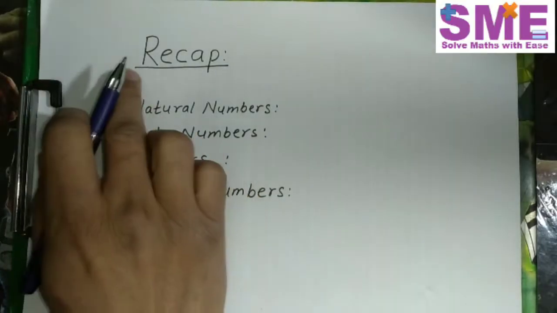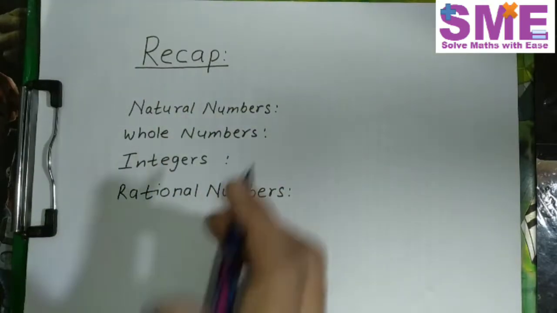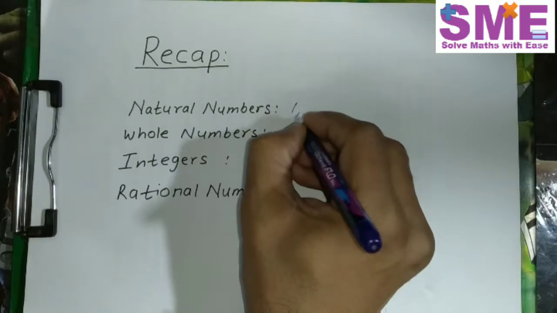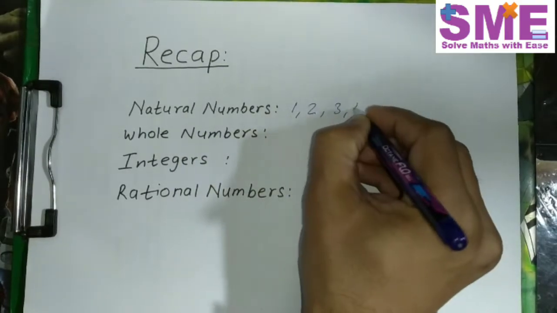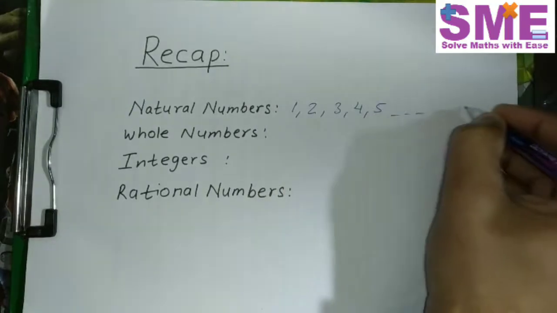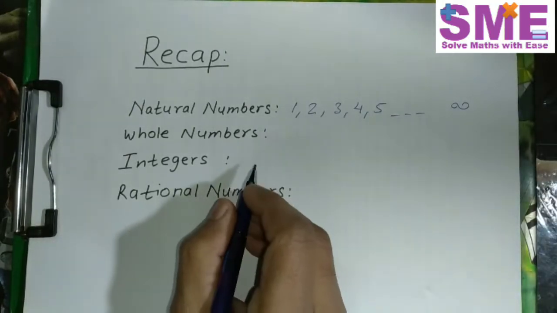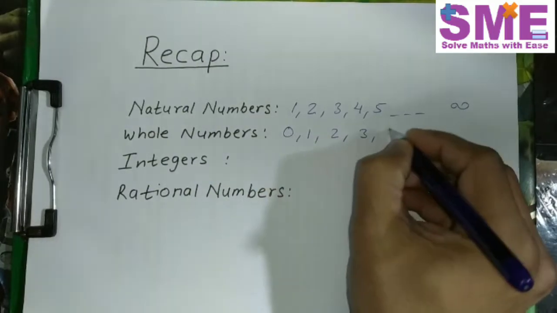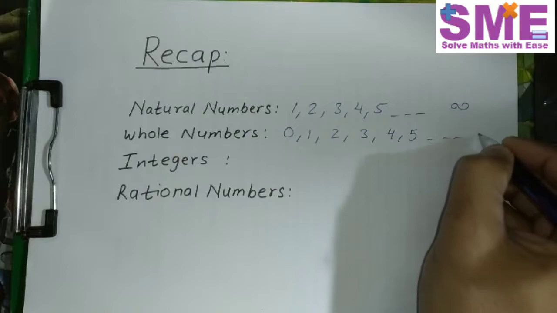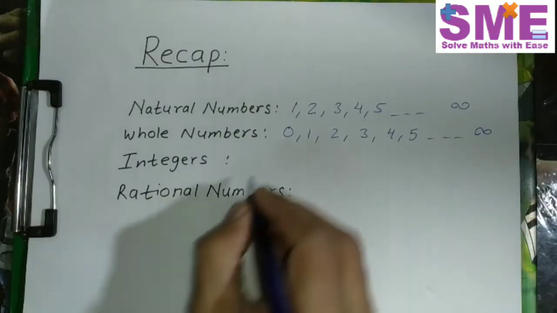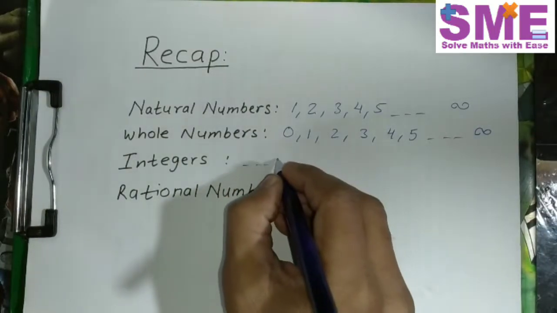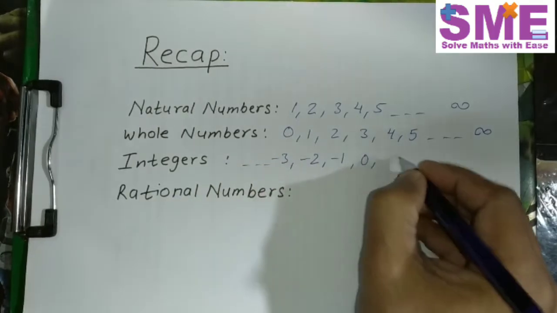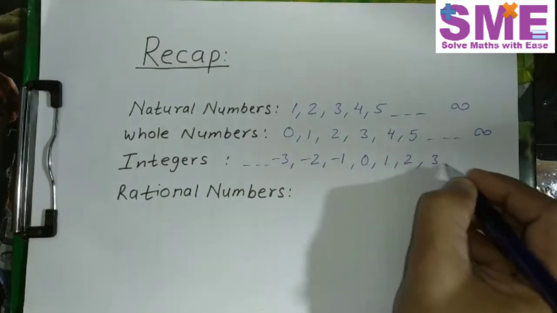So let us first quickly recap the types of numbers. Natural numbers are 1, 2, 3, 4, 5, and so on till infinity. Whole numbers are 0, 1, 2, 3, 4, 5, and so on till infinity. What are integers? Integers include the negative numbers: minus 1, 0, 1, 2, 3, and so on.